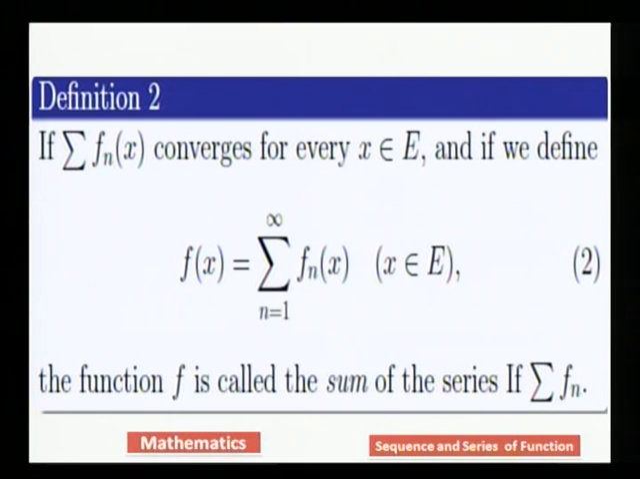Similarly, we have the following definition of convergence of a series. If the sum of f_n(x) converges for every x in E, and if we define f(x) equal to the summation from n equals 1 to infinity of f_n(x), then the function f is called the sum of this series. What we are assuming here is that when you take any x in E, the sum of f_n(x) will be a series of numbers. If that series converges, it will converge to some number which will depend on x, that we call f(x). In that case, f is called the sum of this particular series. Sigma f_n means it is a series of functions.